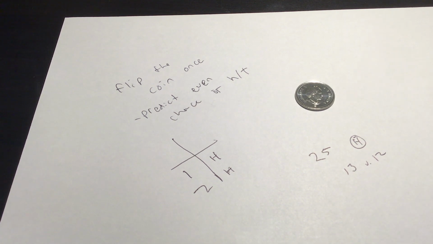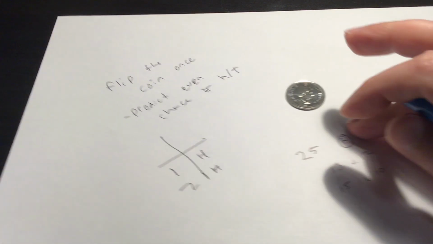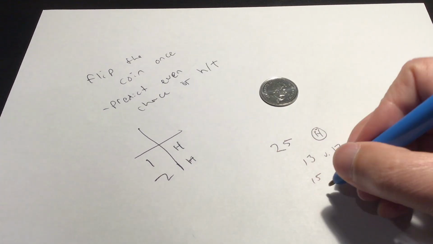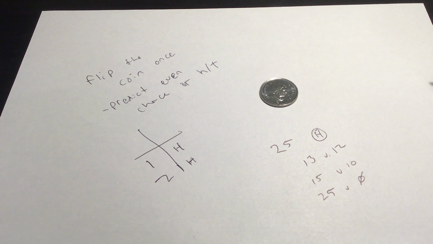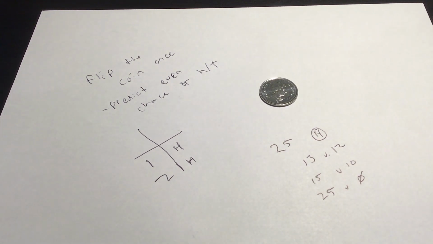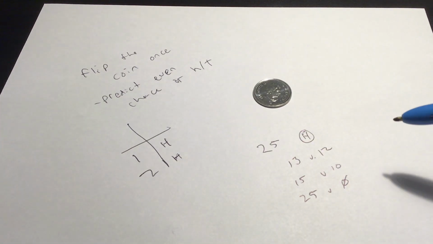It might not work out that way, right? We might get 15 versus 10 or something like that. But it's very unlikely that we're going to get 25 one way and 0 the other way. Could happen, right? Could happen, but it's very unlikely. We're more likely to see something that is closer, okay?